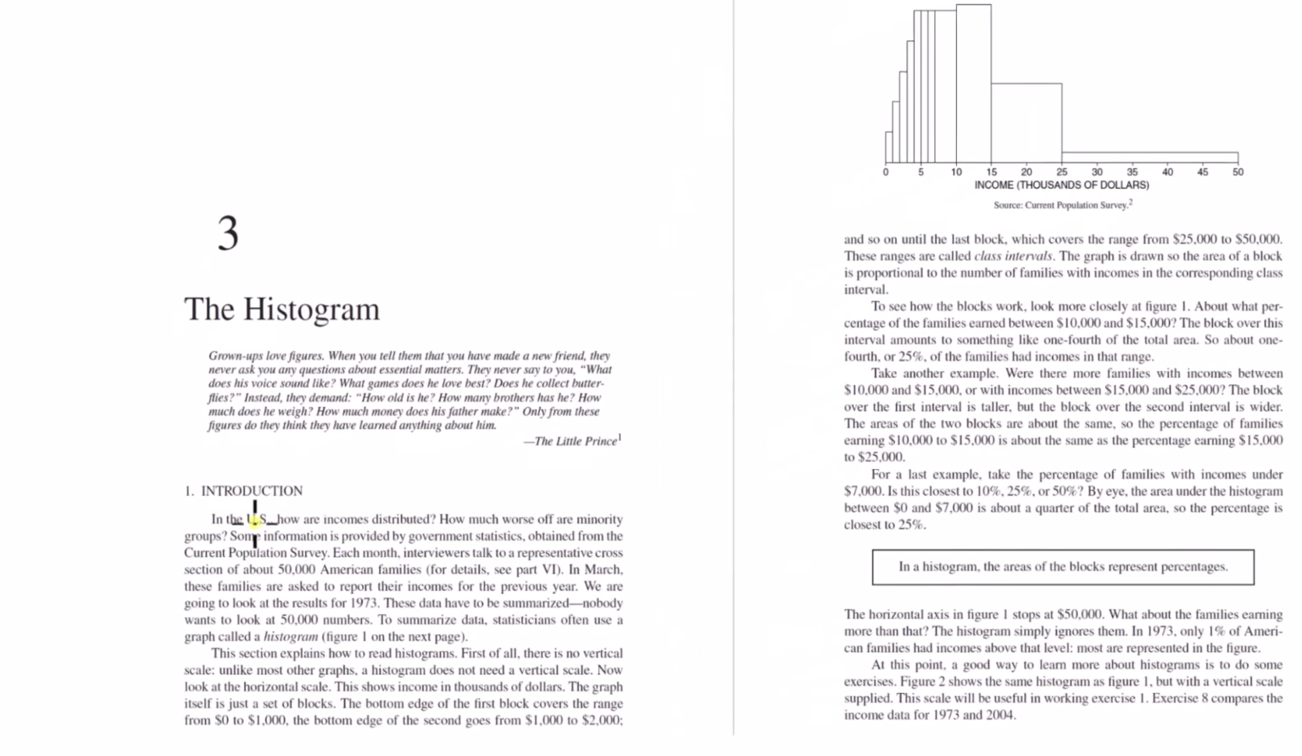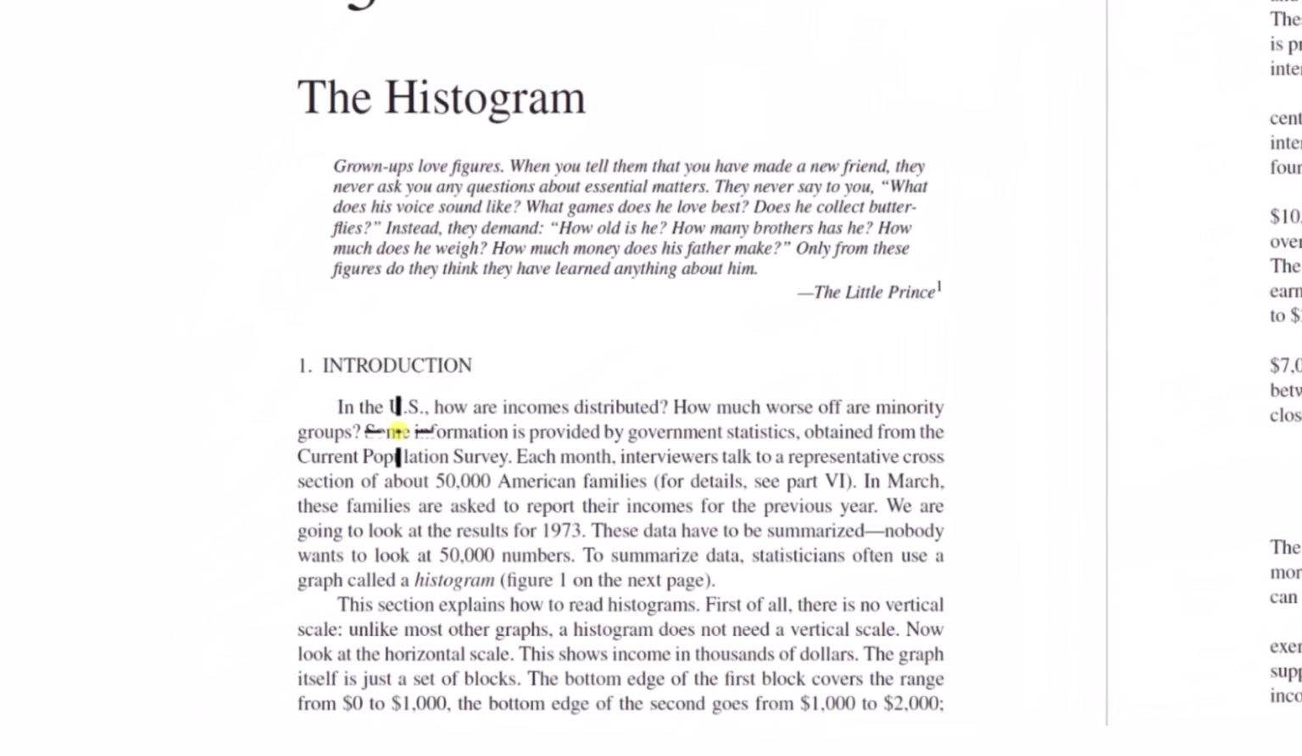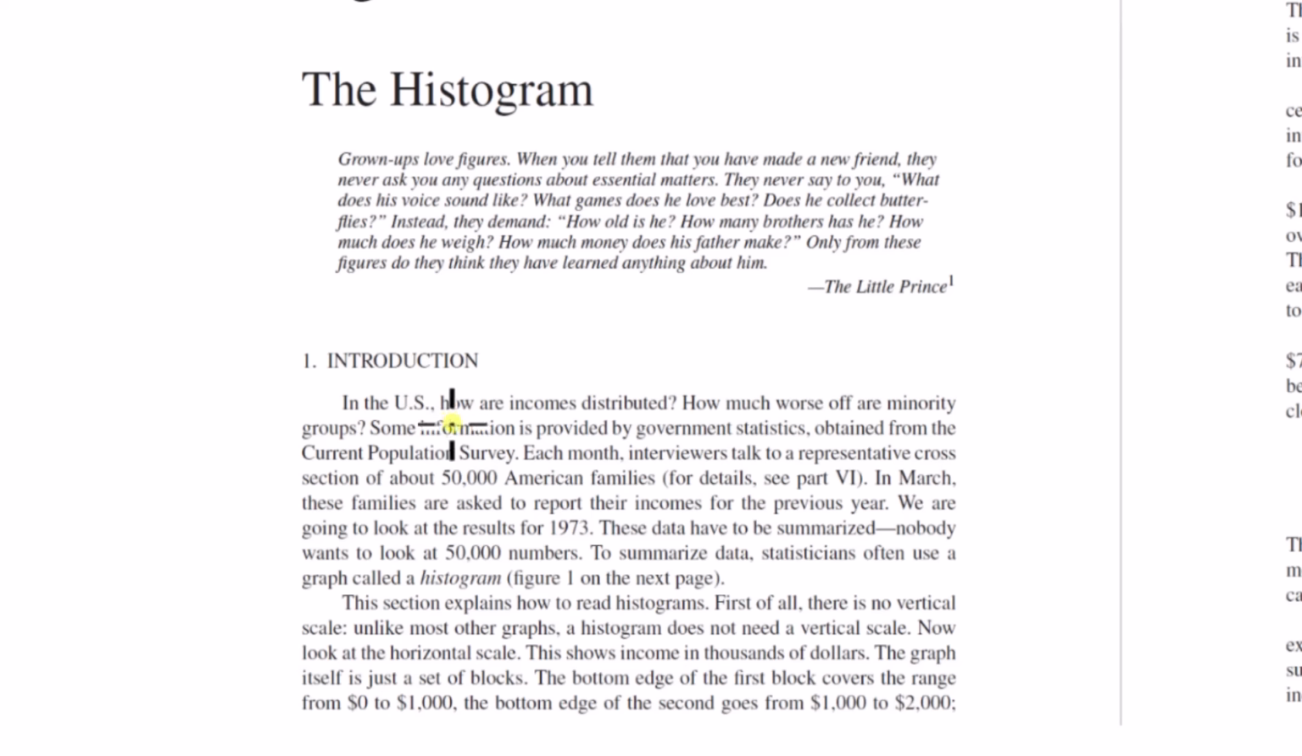All right, so it starts off by introducing us to a case study. In the U.S., how are incomes distributed? How much worse off are minority groups? Some information is provided by governmental statistics obtained from the current population survey. This book was originally published in the 1970s, so I'm assuming they're talking about a survey that was conducted in 1973. So this was current at the time.